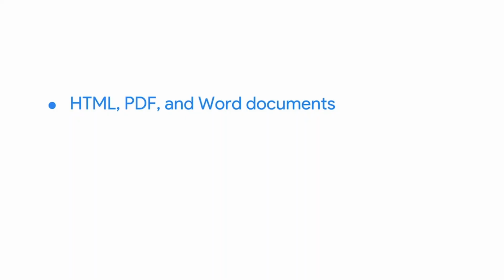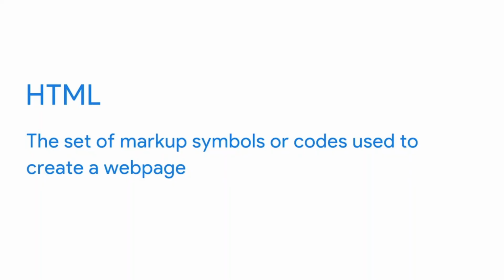R Markdown lets you convert your files into lots of different formats too. You can create HTML, PDF, and Word documents, or you can convert to a slide presentation or dashboard. Having these options makes it easy to share the same analysis in a variety of ways, depending on your audience. The Markdown language was originally designed for HTML output. HTML is the set of markup symbols and codes used to create a web page. R Markdown has the most available features for this format, but you can get good results in any of the formats.